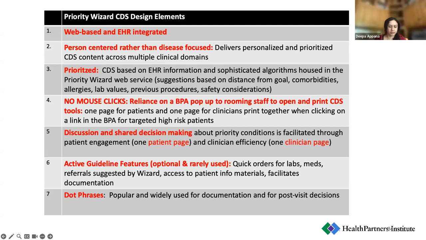We provided the decision support to both the patient and the doc, number five, to promote shared decision making. And we have put in active guideline features that facilitate ordering of things, referrals, tests, labs. Those are not used very often, but they're in there. And then dot phrases that summarize decisions are wildly popular and are used both for documentation purposes and in after visit summaries. Next slide.